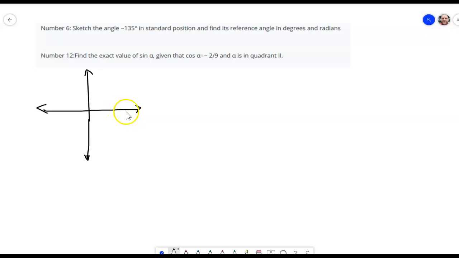Now, if you start over here at 0 and go the other direction, which would be clockwise, then you go negative. So that would be -90, -180, -270, -360. So when we're trying to find -135, that's going to be between -90, which is down here, and -180. So -135 is going to be right dead in the middle.